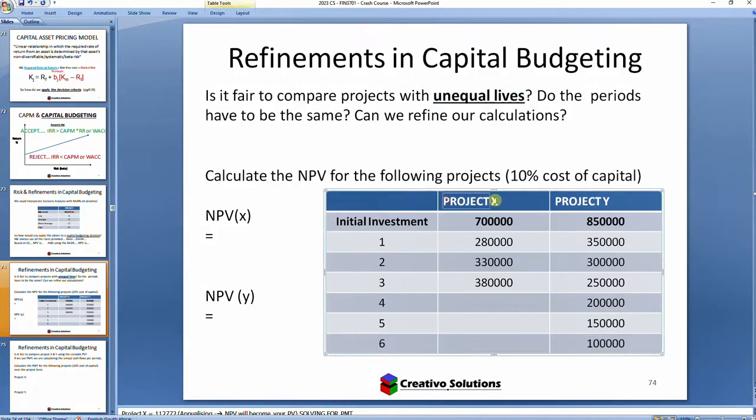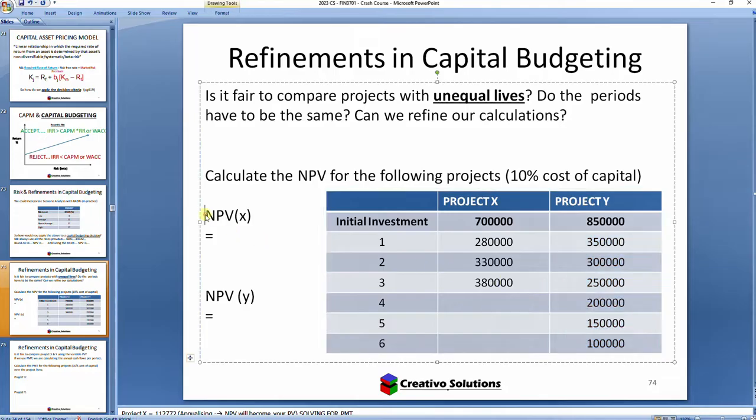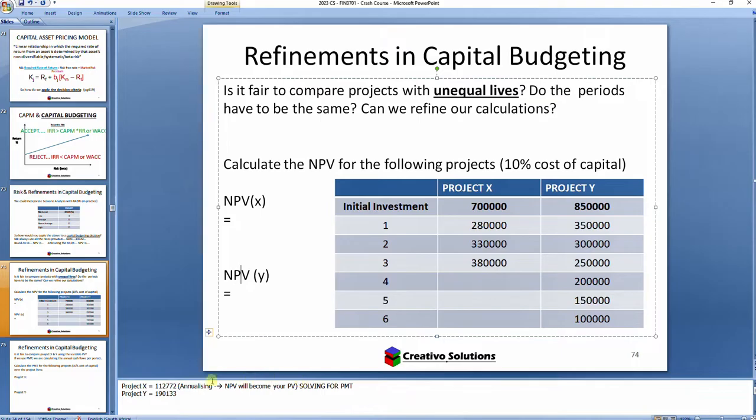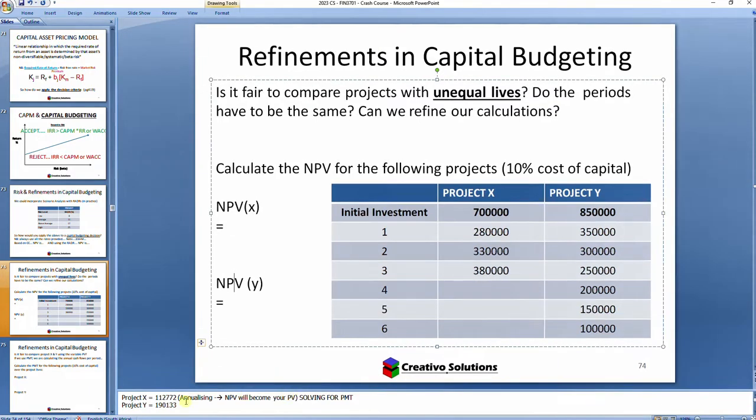Right, so you can see project X and project Y. Obviously, there are two different investments. I can go with X or I can go with Y. X, 3 years, Y, 6 years. If you work out NPV for both, because you've done this, I don't want to waste time and ask you to do it. I'm just going to show you the answers. Okay, those are the answers.